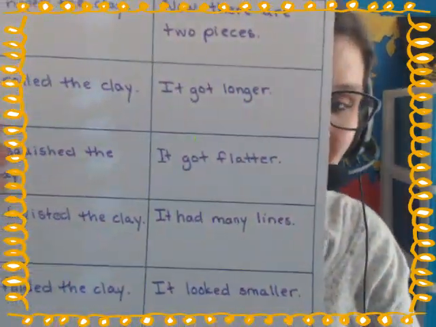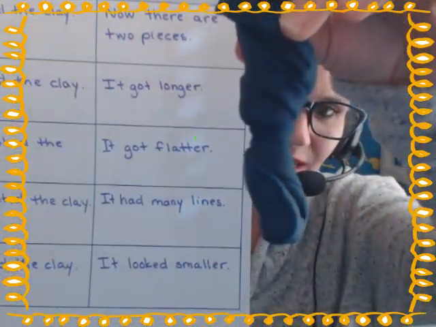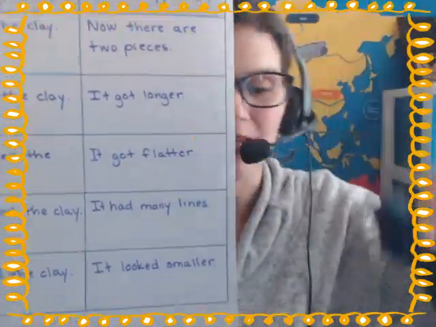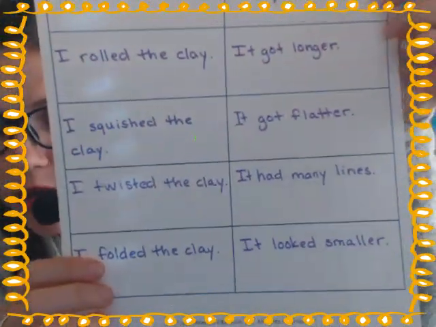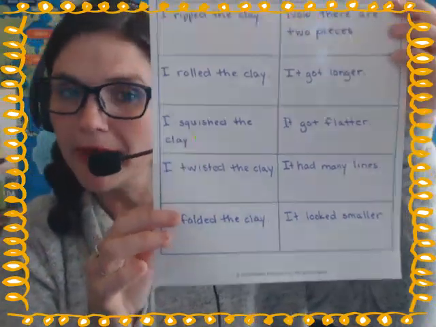I said it had many lines. See all those lines you can see going through it? It had many lines after I twisted it. And then the last one, I folded the clay. So I took my clay, boop, folded it right on top of itself. What happened? It looked smaller. Was it smaller? No, but it looked smaller. It wasn't as long as it was before. All right, so that's my two-column chart.